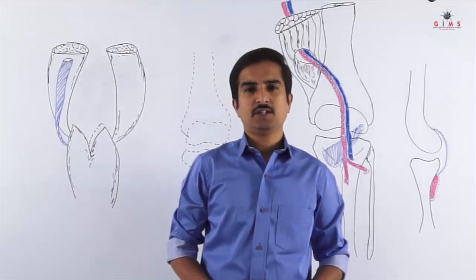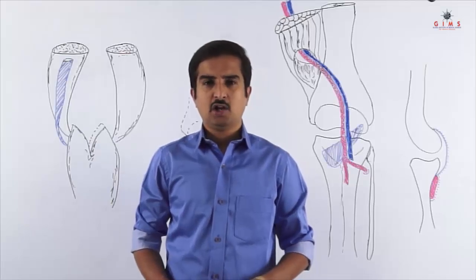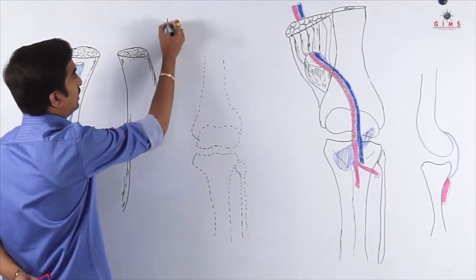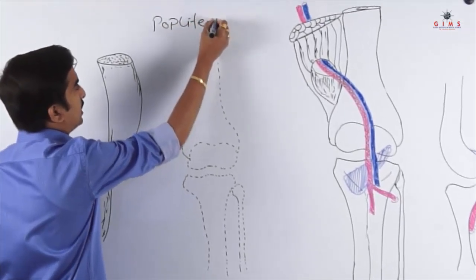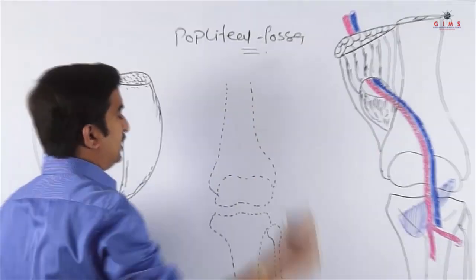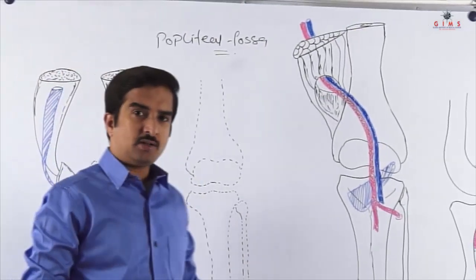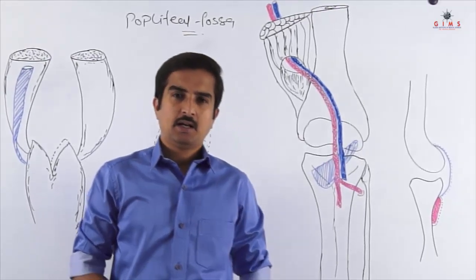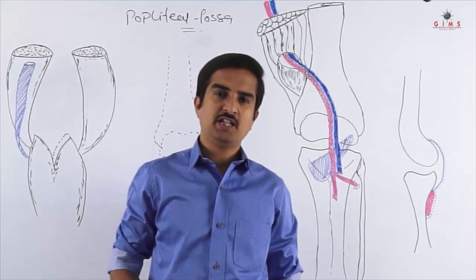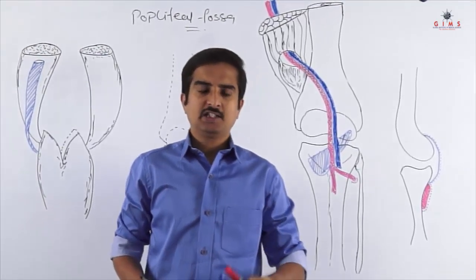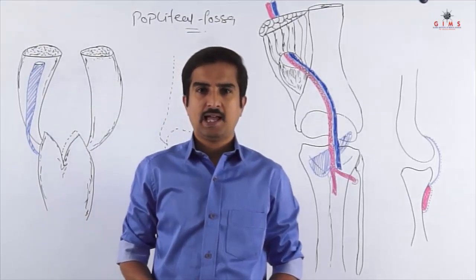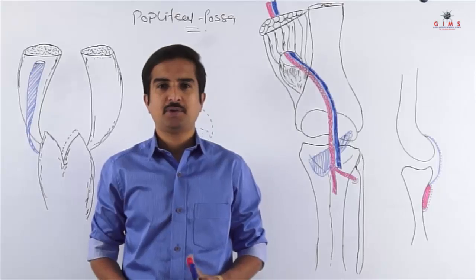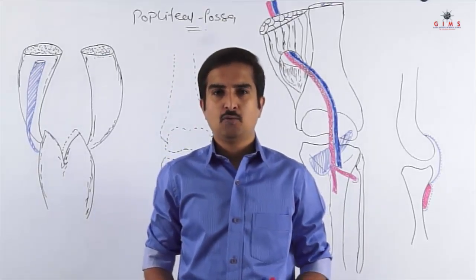Okay, so these are the contents we are going to discuss in the popliteal fossa. Let us start our discussion with the popliteal fossa anatomy along with its boundaries and its contents. The anatomical location of the popliteal fossa can be seen at the back of the knee, the posterior aspect of the knee joint. It can be felt as a depression at the back of the knee, a diamond shaped depression mainly formed by four muscles.